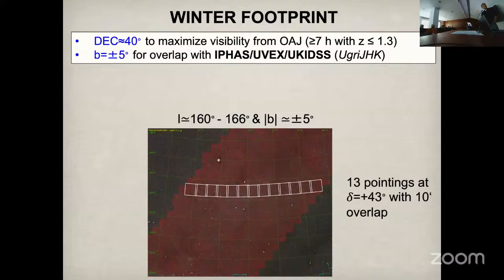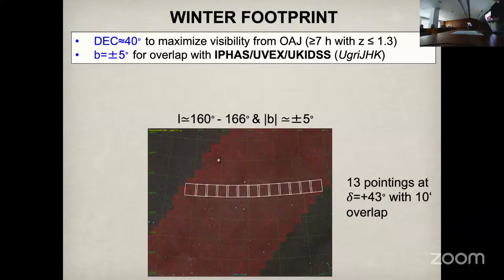This is the initial footprint of the winter window. We have basically maximized the declination in order to get the best visibility from Javalambre. We are also constrained by a galactic latitude between plus or minus 5 degrees in order to overlap with IPHAS, UVEX, and UKIDSS. And this is the window that we have defined. 2 weeks ago, we had the first pointing at galactic latitude minus 4 here. This hasn't been completed yet.